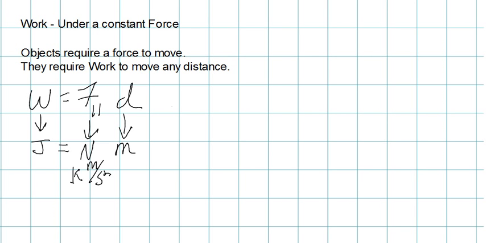So back to the concept, work has units of joules, and that will equal force, newtons, times the distance traveled. Now the two bars indicated up here, those mean that the force has to be parallel to the distance traveled.